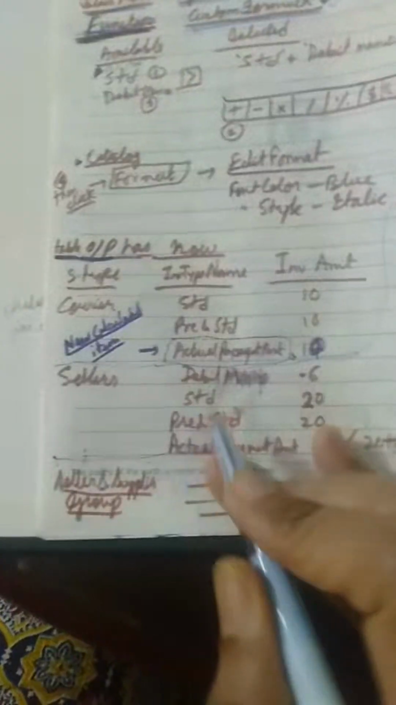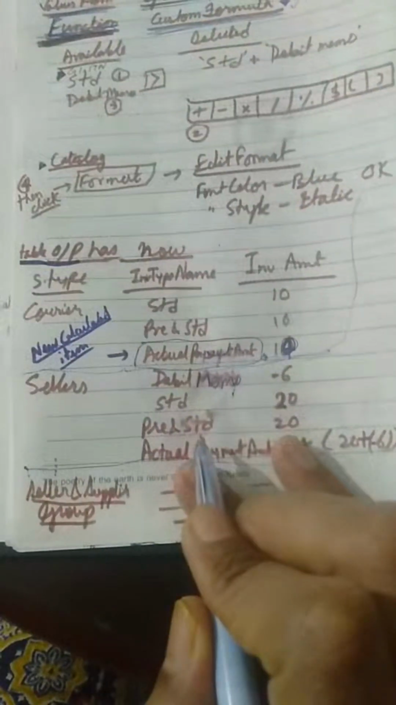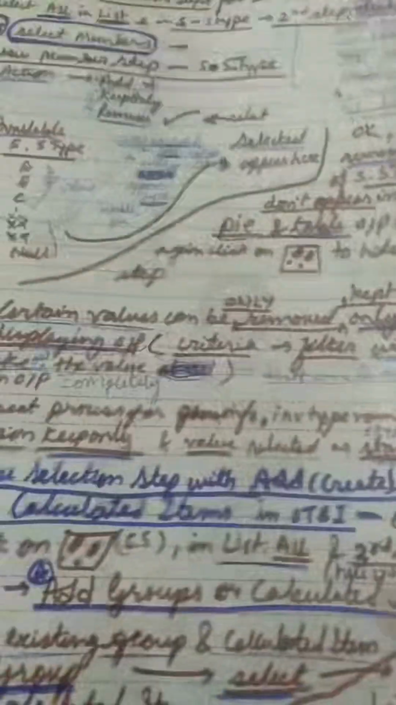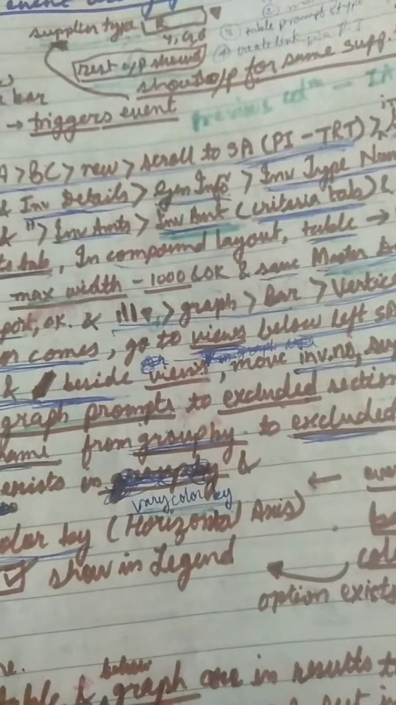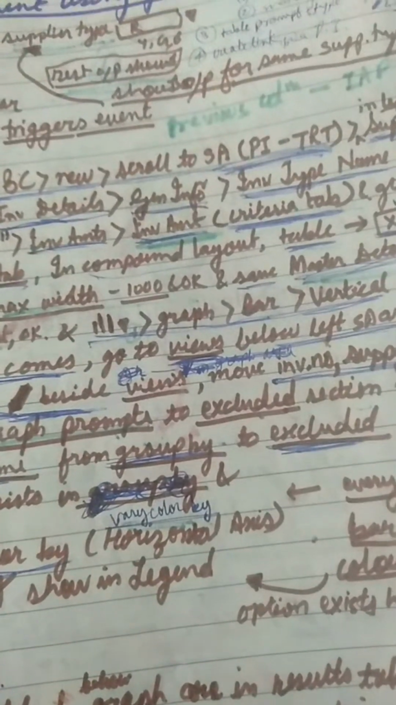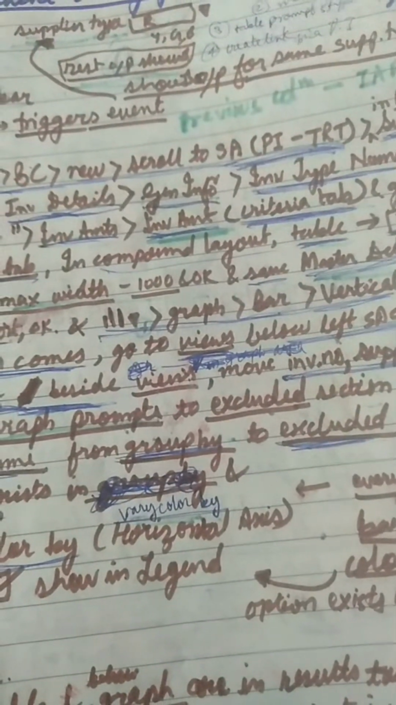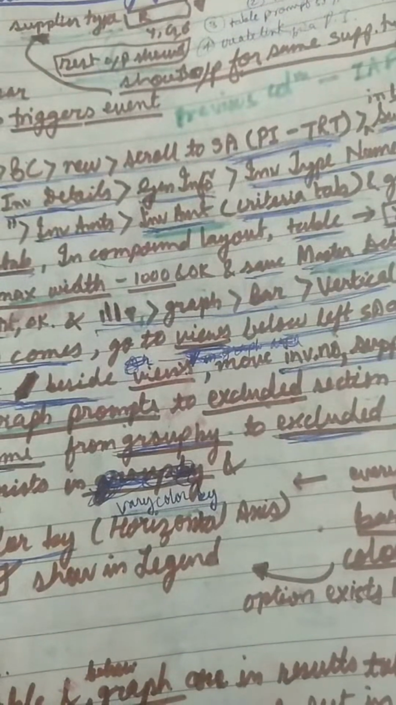Again the groups also appear here. The supplier and seller group, and the pre and standard group also appear. So this is how it looks. Okay, I think this is done.